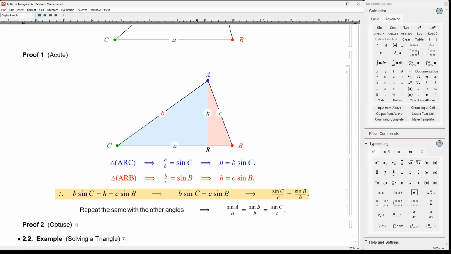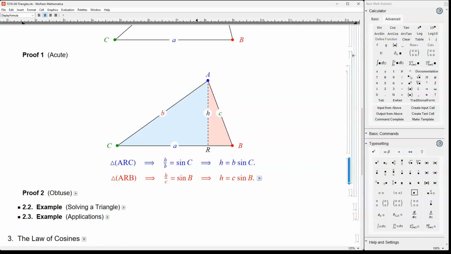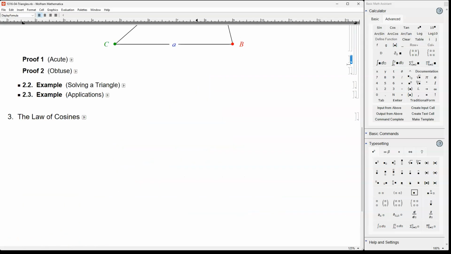All right, we have one equality here, and repeat the same process with respect to the other angles, and you're going to get the other equalities, and so on. So that's the proof of the law of sines when the starting triangle is an acute triangle. What if we have an obtuse triangle? Will that cause a lot of difficulty?